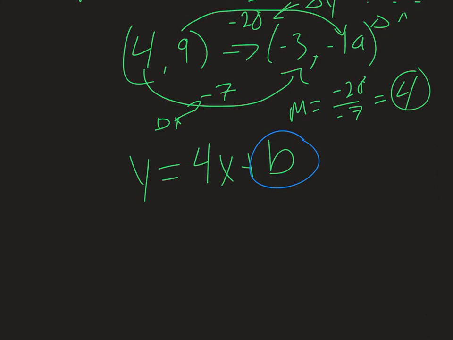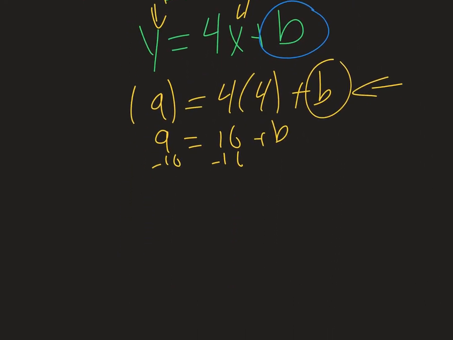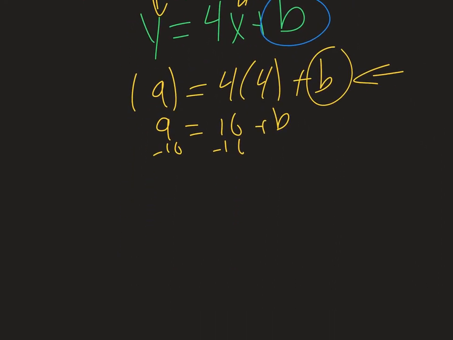So let's scroll back down. And I'm going to plug in 4 for x and 9 for y. So 9 is going to equal 4 times 4 plus b. Now this is an equation that we can work with. We only have one variable, b, so we can deduce here. So let's simplify a little bit. 9 is going to equal 16 plus b. I can then subtract 16 from both sides, which means b is going to equal negative 7.